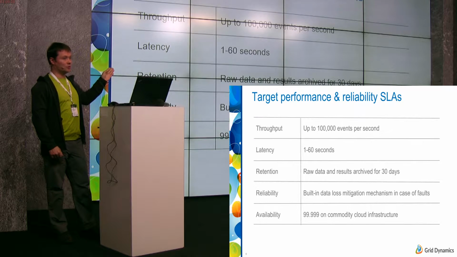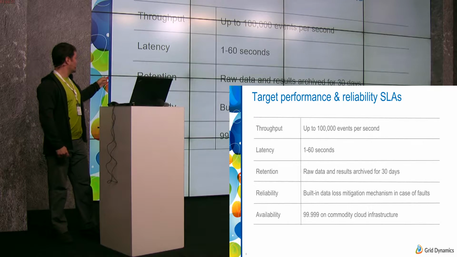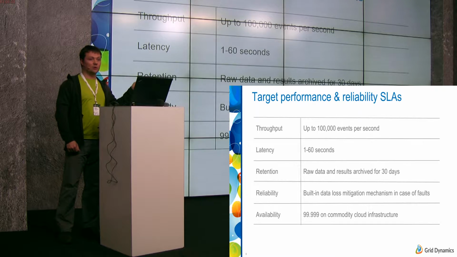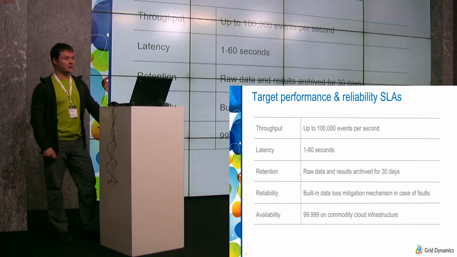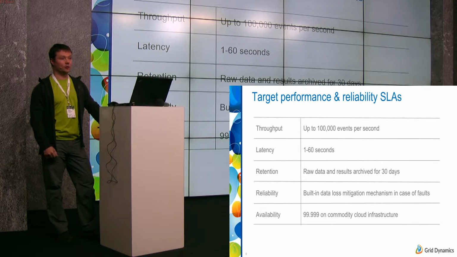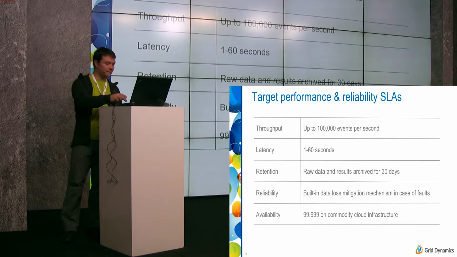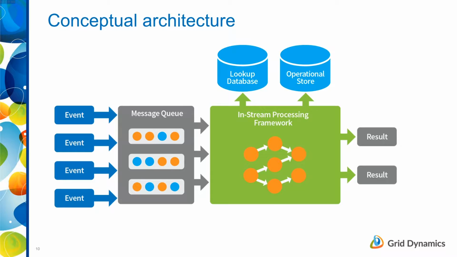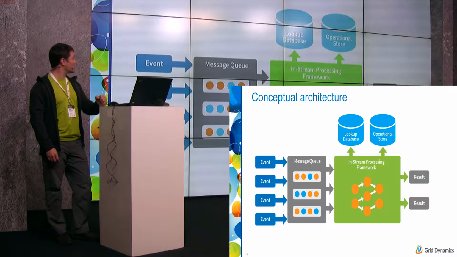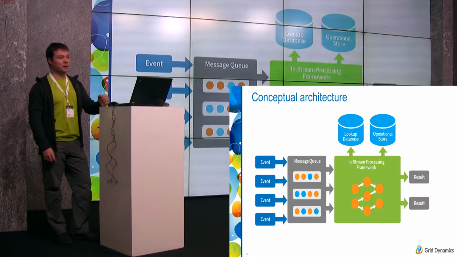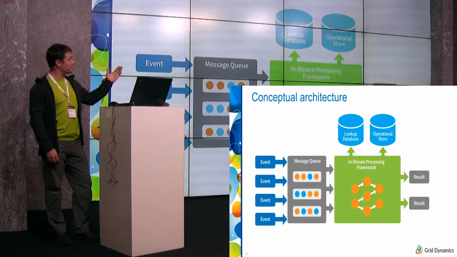Then raw data and results are retained for 30 days. For reliability, there is an automatic mechanism of identification of faults, and availability is 5 nines on commodity cloud infrastructure, which has availability of 3 or 4 nines. The conceptual architecture is quite straightforward. The first component is the aggregator, the buffer, queuing, etc., and if there are short spikes, it prevents losses.